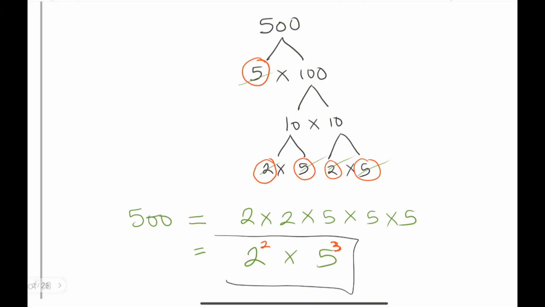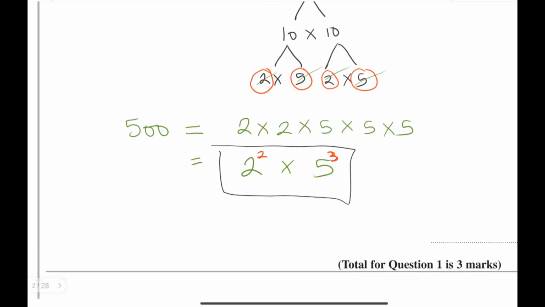I hope that makes sense. So this is our final answer: 2 to the power of 2 times 5 to the power of 3.